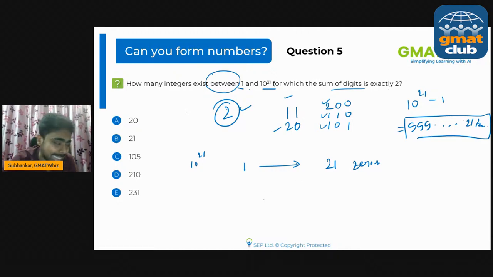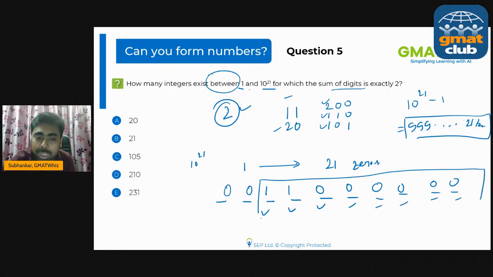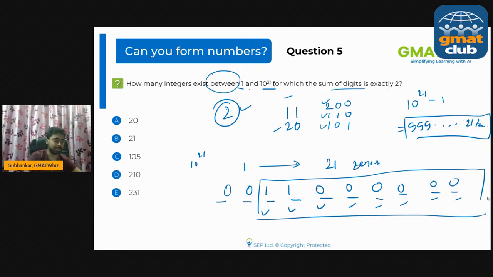So can I say my number can have 21 different places, right? Now just think about it. I cannot write all the 21 places, so I'm just taking some for granted. Suppose I write something like this. Just this. So can I say it will have 1, 2, 3, 4, 5, 6, 7, 8 digits? So this is basically a number, this particular number I'm talking about. Now this particular number will definitely have the sum as 2, right?